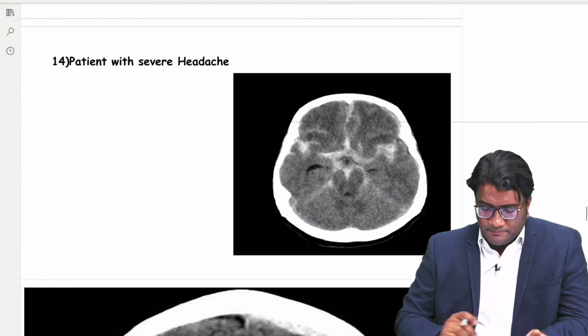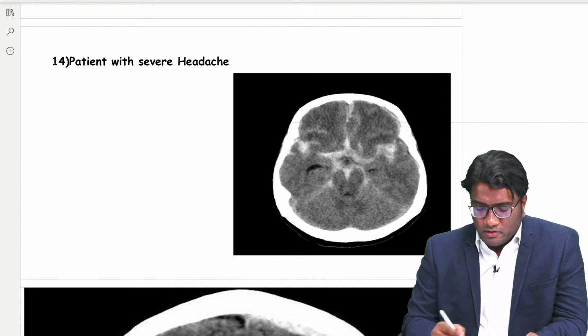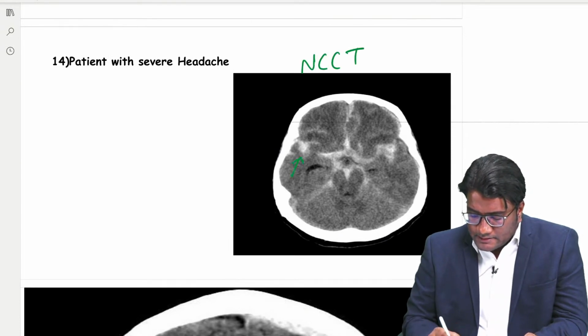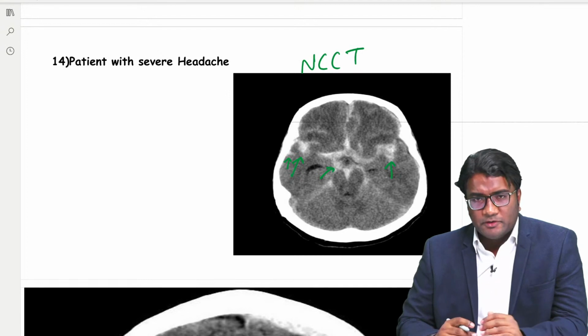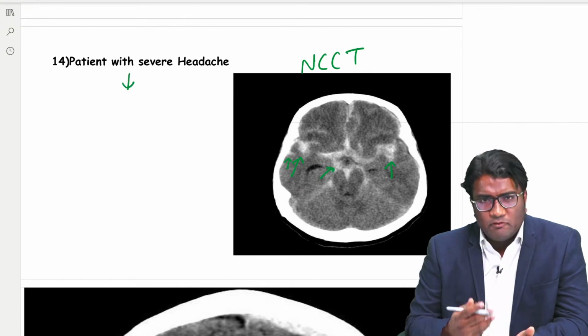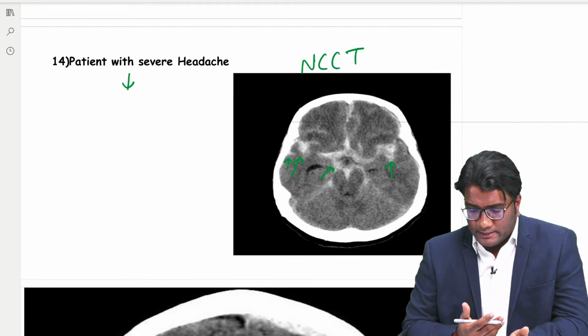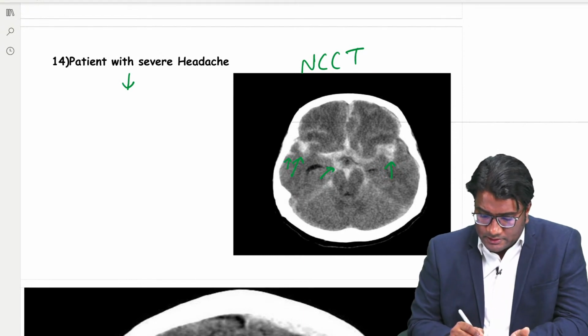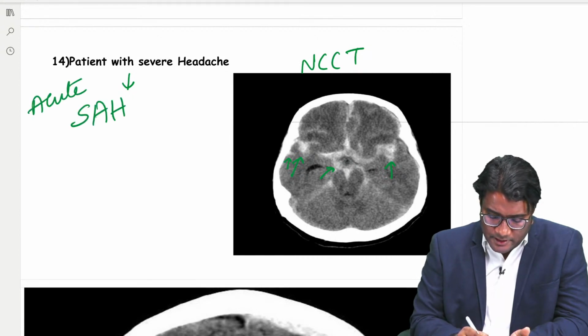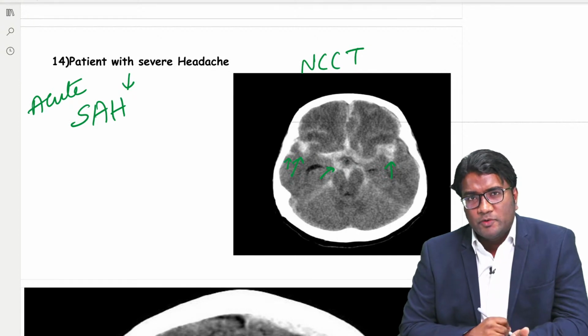Another question: a patient with severe headache and they gave a non-contrast CT, and on this non-contrast CT you see hyperdensities in the sulcal spaces, right? In the Sylvian fissure on either side, the sulcal spaces, the basal cisterns around the midbrain. What is all of this? They gave all the options of subdural, subarachnoid, like that. This is classic. Yes, Adarsh, Mozahid, right? So all of you are correct. This is acute subarachnoid hemorrhage. When you see hyperdense areas, it is acute subarachnoid hemorrhage.